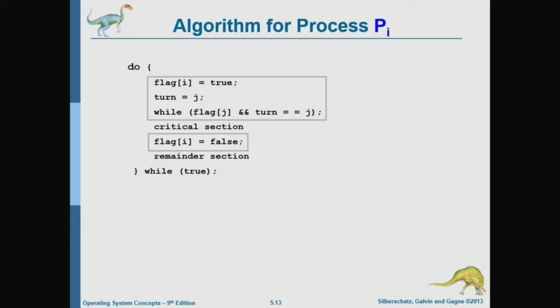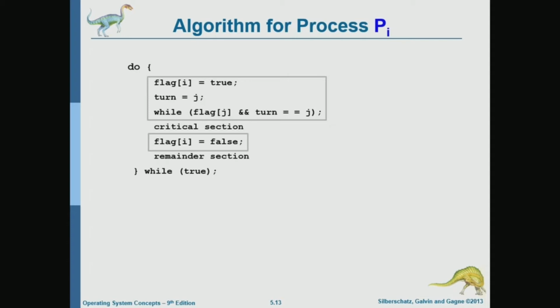Well, so now it looks like we're setting the flag of I to true, and we're setting turn to J. And if both conditions are true, this process will wait. Now, how will this protect the critical section? How will it ensure that there will be only one process in the critical section?